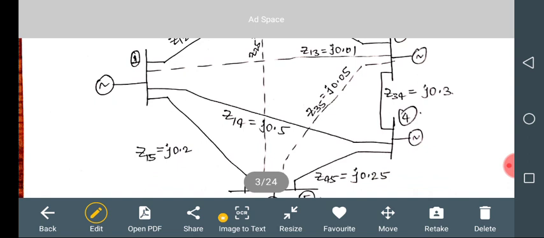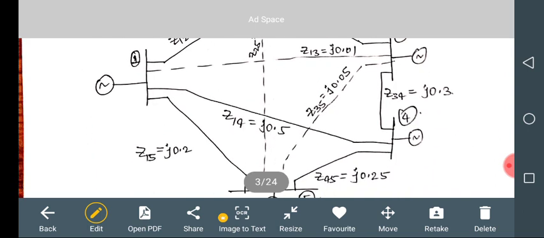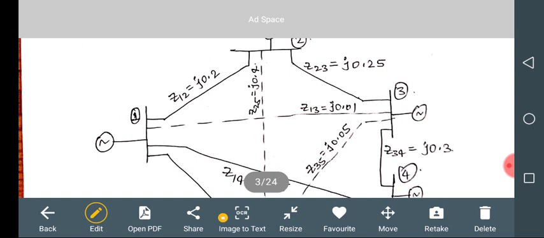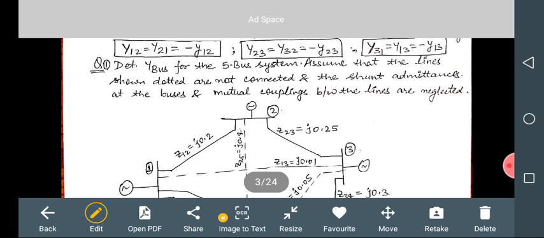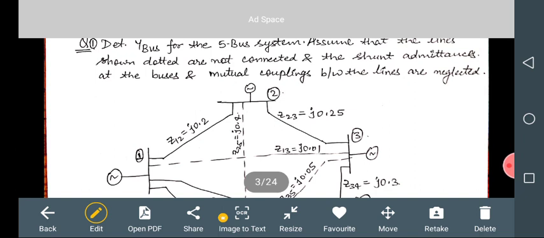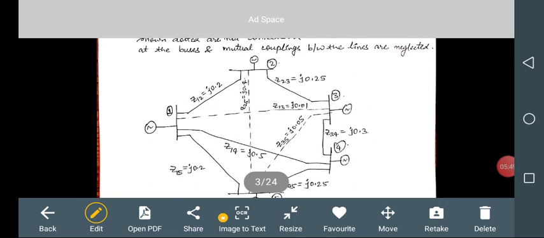Now one more value, that is Z14. What is Z14? Z14 is series impedance, or we can say line impedance connected between bus number 1 and bus number 4. There are some more impedance values given here like Z35, Z13, Z25, but these are all shown as dotted lines, and the question mentioned that the lines shown dotted are not connected. So these lines are not connected.